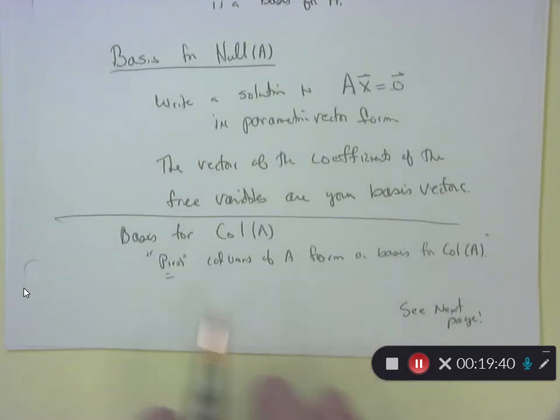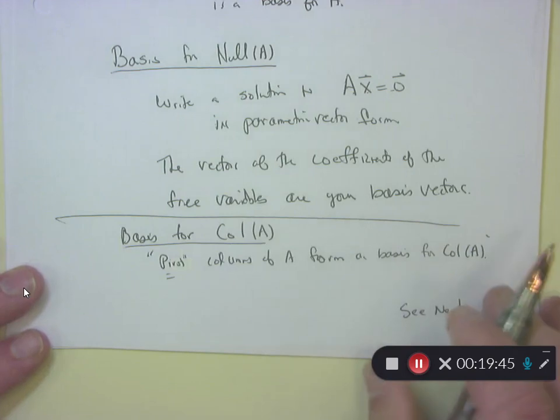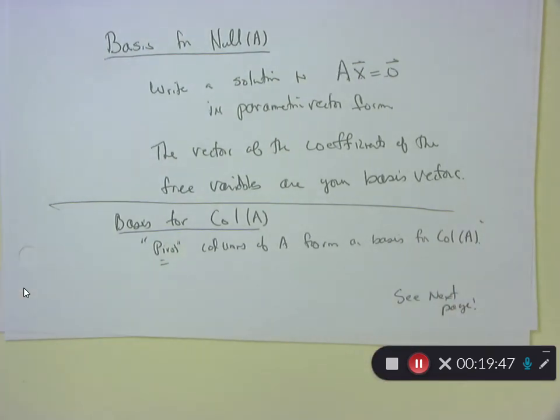What about the basis for the column space of A? What do we have to do with that one? Okay? So what we did on that one was we looked at the pivots. Okay?